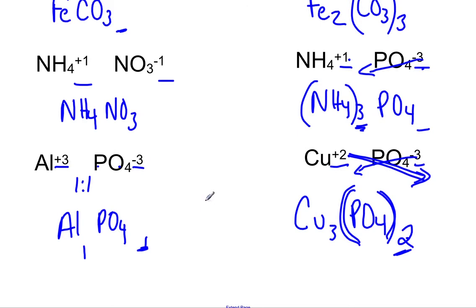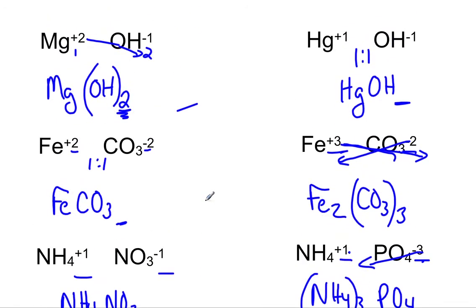So don't go parentheses happy. Only put them around a polyatomic ion if you're going to write a number after it. They never get put around a plain old normal element from the periodic table. They're only used for polyatomic ions.